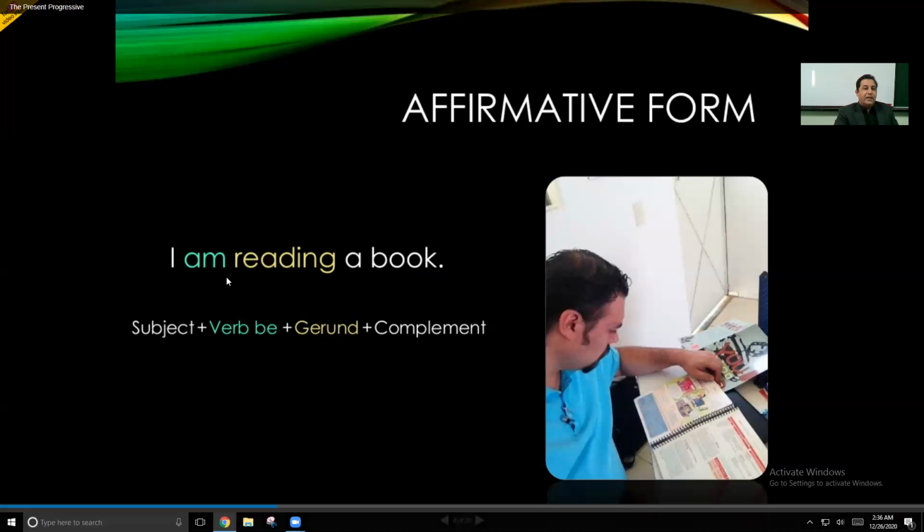So you have subject, and then you have the to be verb, and then you have your main verb with the ing form, and then you have a complement. You already know that a complement is something which is added in order to complete the meaning of the verb. So you have subject plus to be verb plus ing form of the main verb, and then the complement. So, I am reading a book.